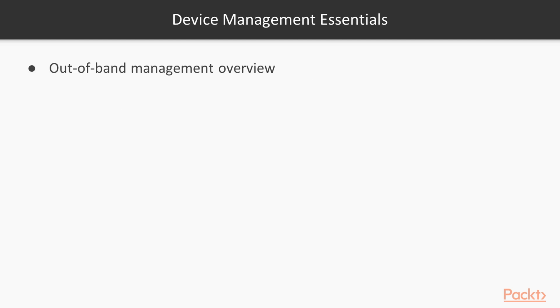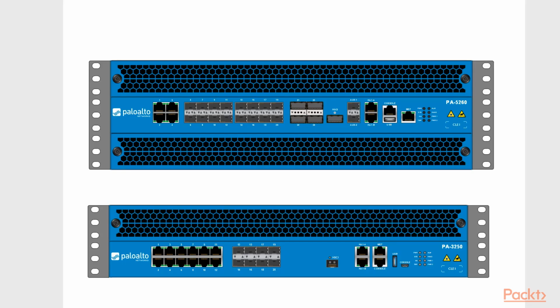Okay, so let's take a look at that out-of-band management interface and see where the actual location is going to be on most Palo Alto firewalls. You're currently looking at two Palo Alto front panels. We have a PA5260 and we also have a PA3250 down below here. I want to show you where that management interface is located.